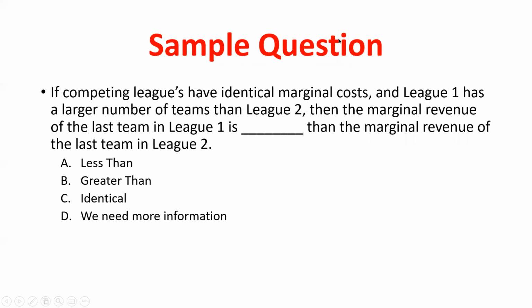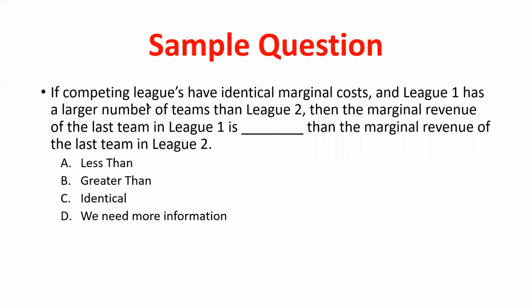So we're thinking here, if we had the same marginal costs, and League 1 was choosing a larger number of teams, and we're assuming they're making the optimal decision, what would have to be true about League 1's marginal revenue relative to the other league? So let's try to draw this out. What makes sense? If they're choosing to have a higher number of teams, then what would be true?